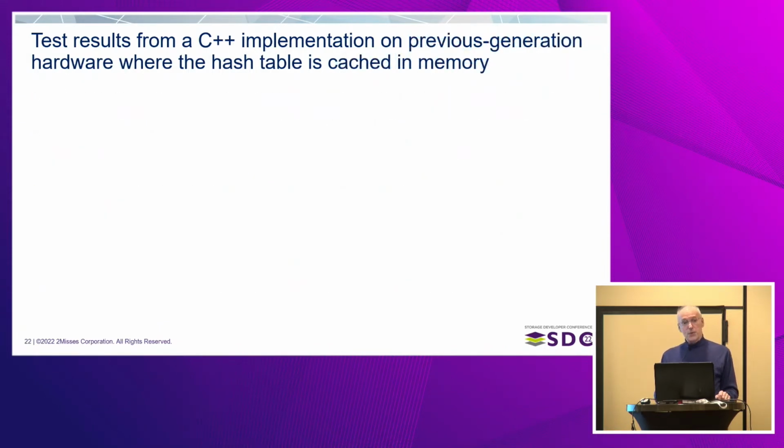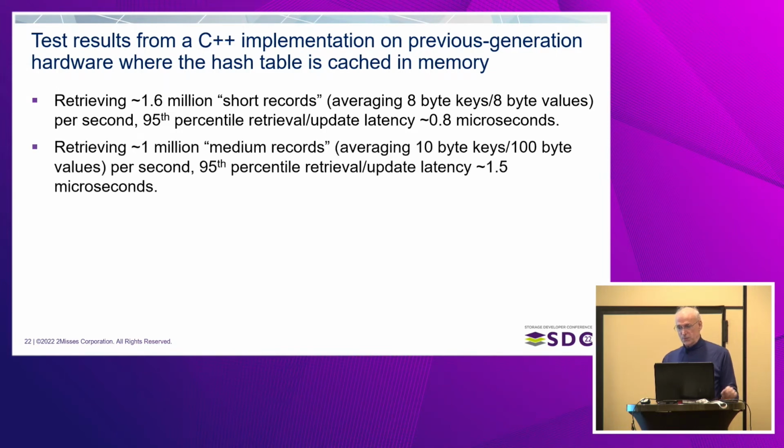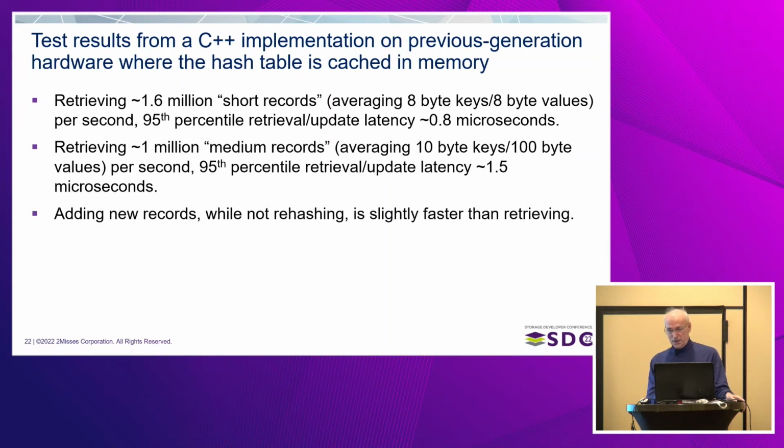Now, if you have enough memory that the hash table gets loaded into memory, that's a lot faster. Obviously that's not with persistent memory, but if this data is on an SSD and you run it for a while till everything is loaded in memory, you get a lot higher performance. Then you get 1.6 million records a second, the short records, with a 0.8 microsecond average latency, sorry, 95th percentile. About 1 million medium records and 1.5 microseconds, because again, it's a faster medium.